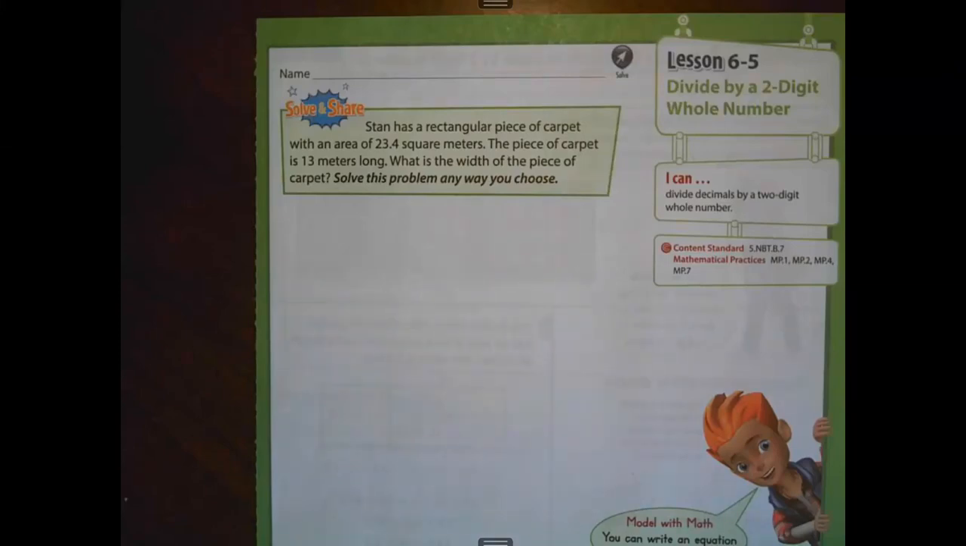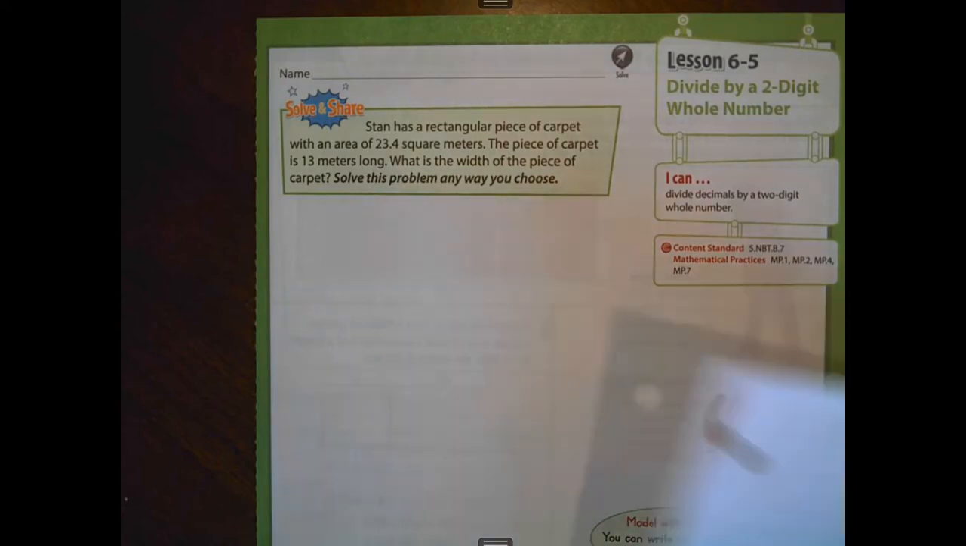We are back today with lesson 6-5. We are continuing our chapter on decimal division. Today, we're going to be dividing by a two-digit whole number. Before we get started, I do want to review a little bit of what we were doing yesterday.